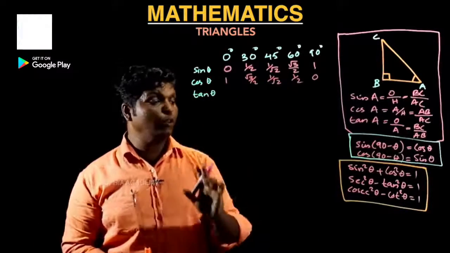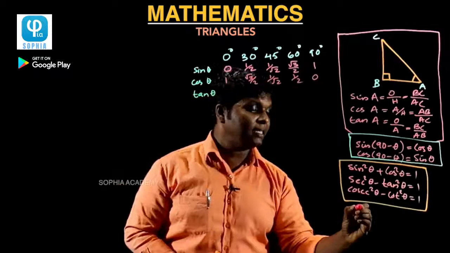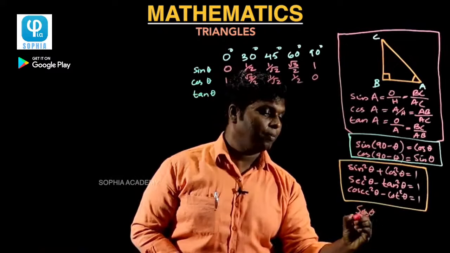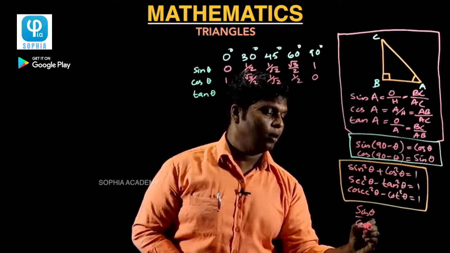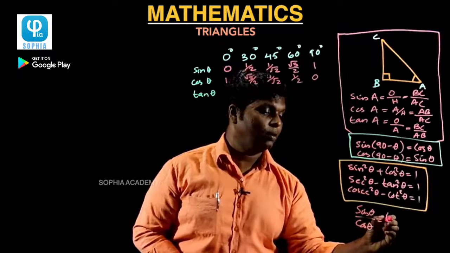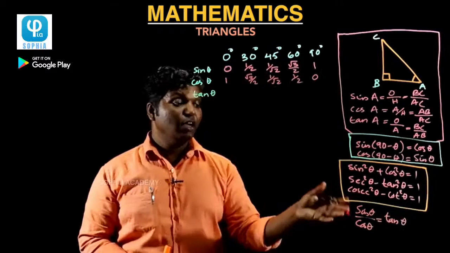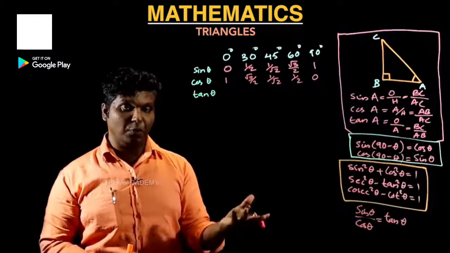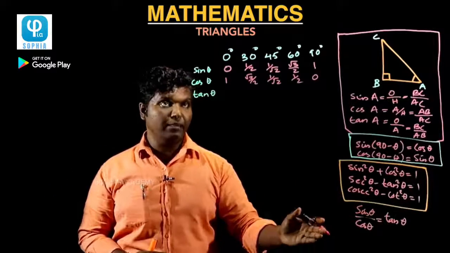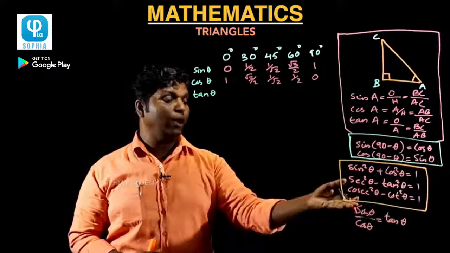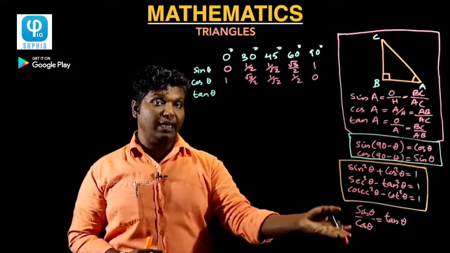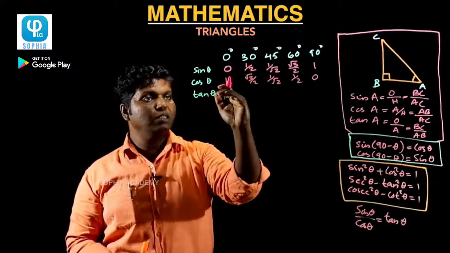From this, one more thing you have to know: sin theta by cos theta is equal to tan theta, and like that cos theta by sin theta is cot theta, the reciprocal function. So keeping this in your mind, if you want to find tan theta, you have to find sin by cos. Sin theta by cos theta is tan theta. So this one divided by this one will be this one.